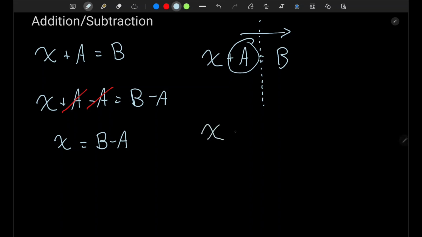So if we have x plus a equals b, I simply take this plus a and move it over to the other side and make it negative. And so then we have x is equal to b minus a. Let's see an example of this with some more terms or whatnot. So if we have x plus 3y squared minus 4z is equal to b, where b is just a constant.